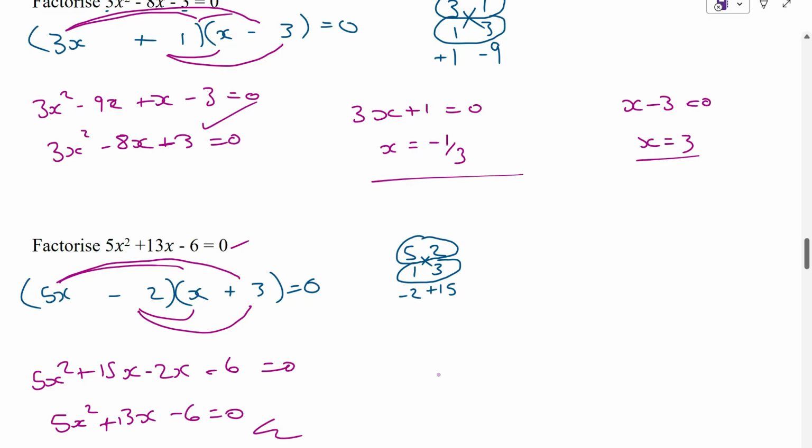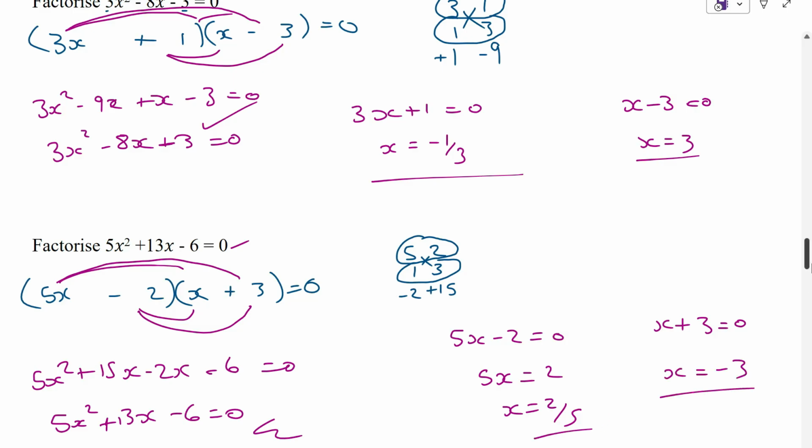Okay, all good. Now let's solve for x. So getting rid of the brackets, 5x minus 2 equals 0, and x plus 3 equals 0. So 5x equals 2, x equals 2 over 5, and x equals minus 3. Okay, so I hope you found that all good.